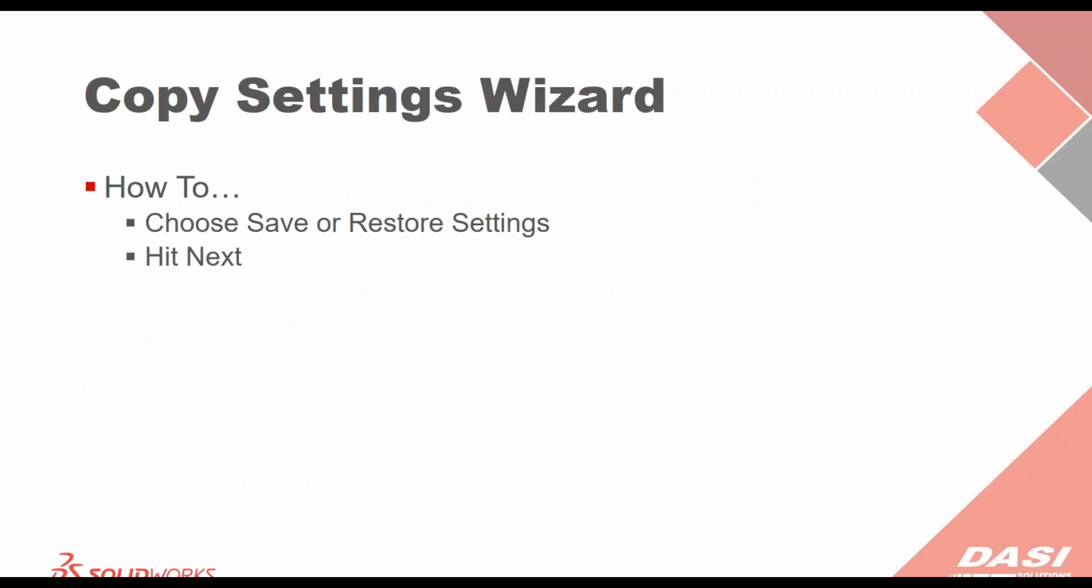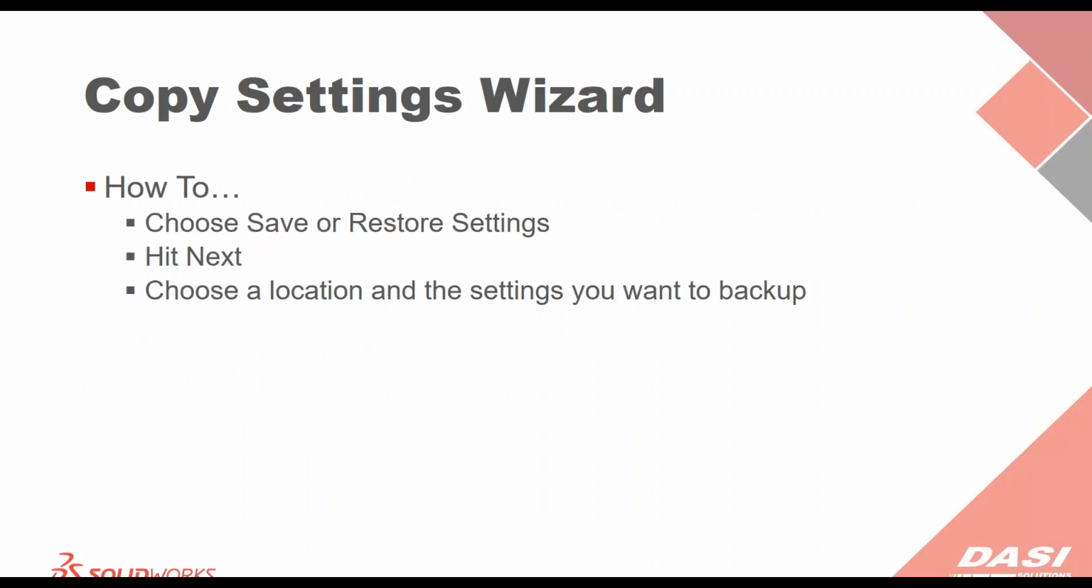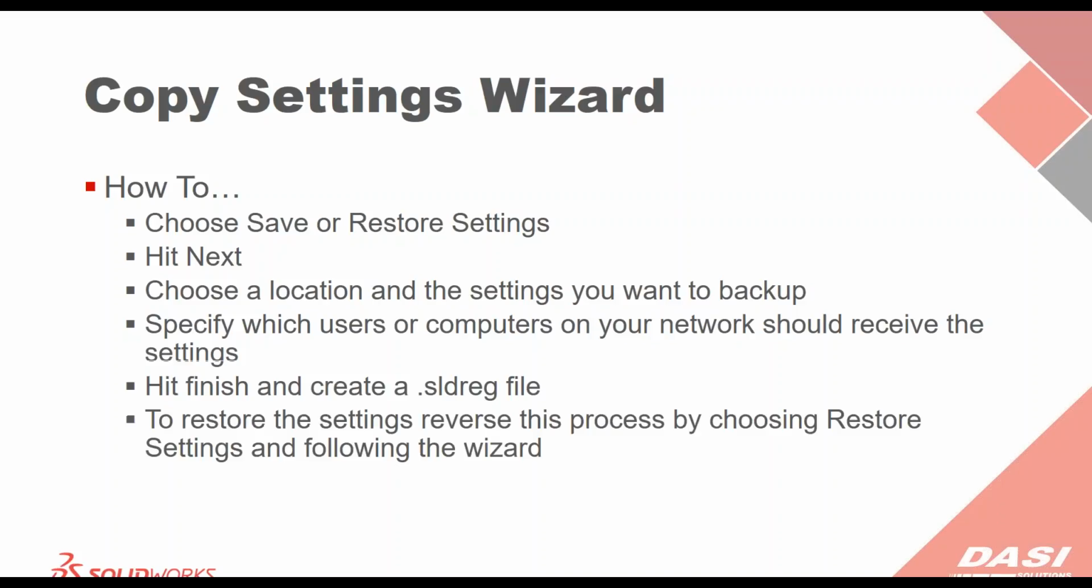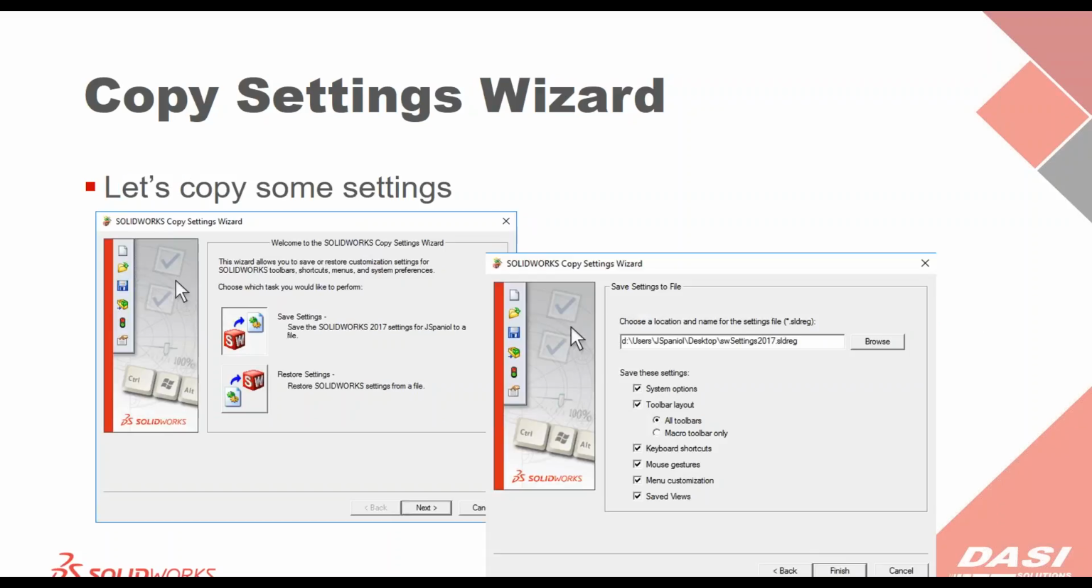You choose save settings, hit next, choose a location where you want to back up your settings. You can tell which users or computers on your network should receive the settings, hit finish, and it automatically creates an SLDREG file for you. And then to restore the settings, just reverse the process and choose restore settings and follow the wizard as opposed to save settings.